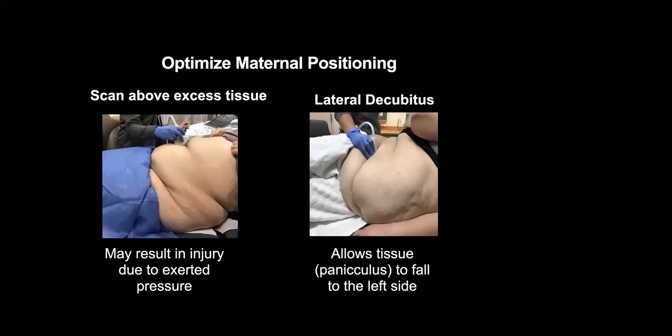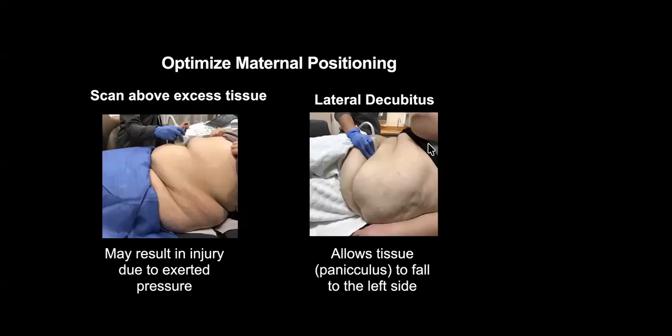Another helpful tip is having the patient scan in lateral decubitus. Obviously, if you scan above the excess tissue, this can result in injury, and this is due to the pressure that sonographers can exert. You have to keep in mind that the probe only penetrates a few centimeters below the skin. Everything else beyond that will be exerted pressure from the sonographer. So really keep in mind to optimize.